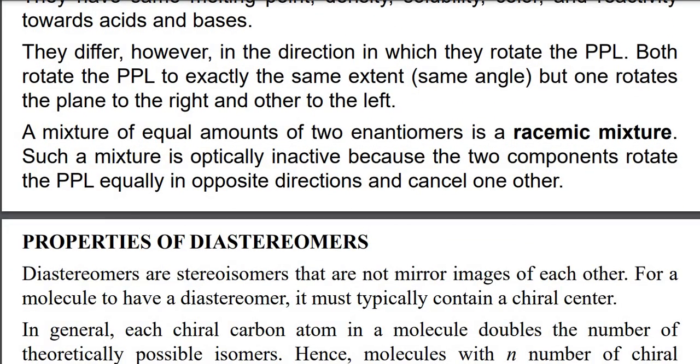So a mixture of equal amounts of the two enantiomers is a racemic mixture. Such a mixture is optically inactive because the two compounds rotate PPL equally in opposite directions and cancel out one another.